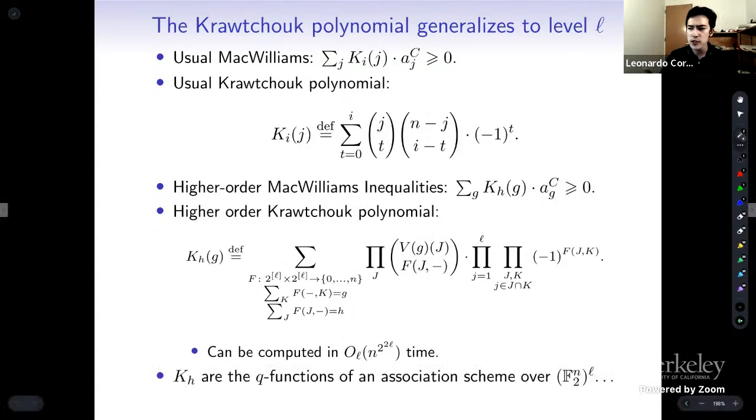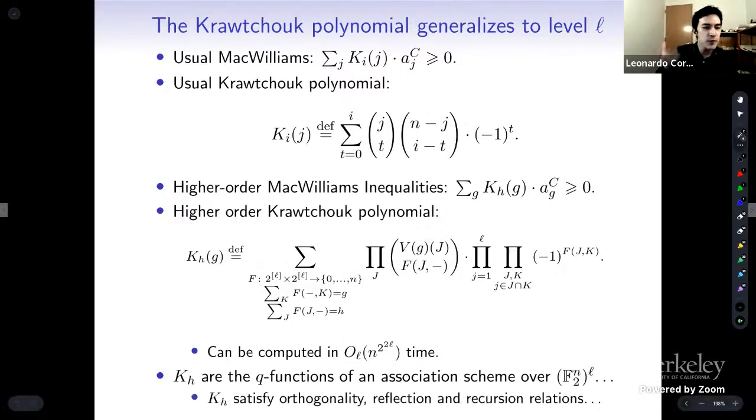And if you know a little bit about association scheme theory, it turns out that these higher order Krawtchouks are the Q functions of some specific association scheme. So they have similar properties to the usual Krawtchouks, like orthogonality, reflection, and recursion relations.